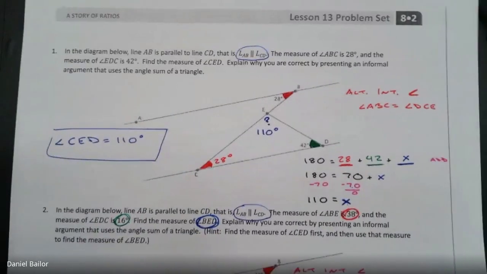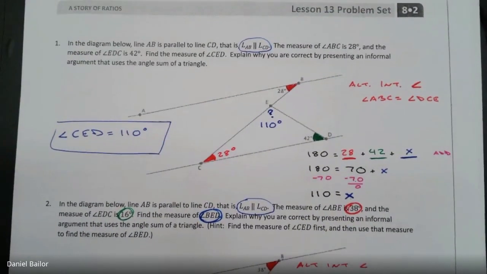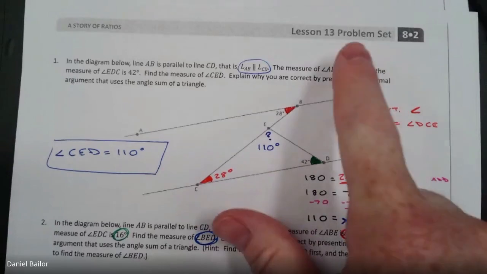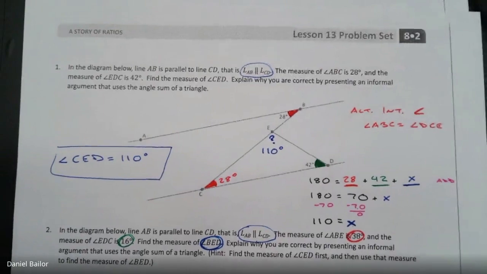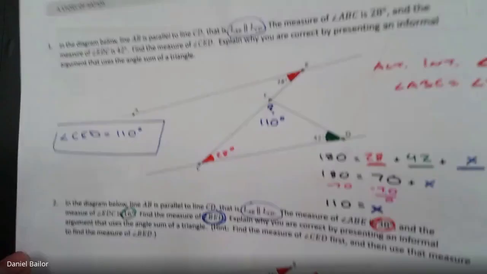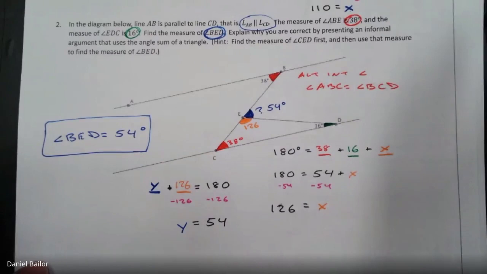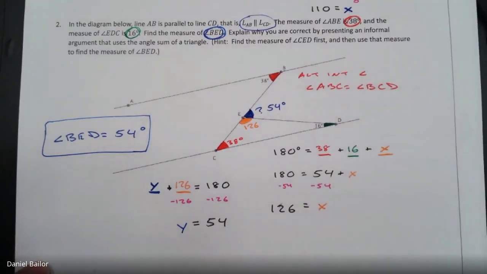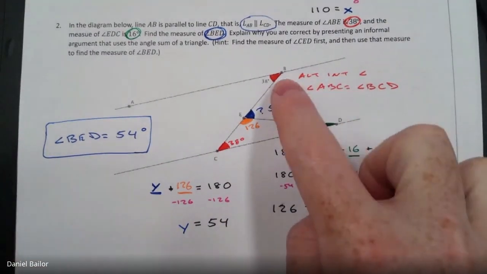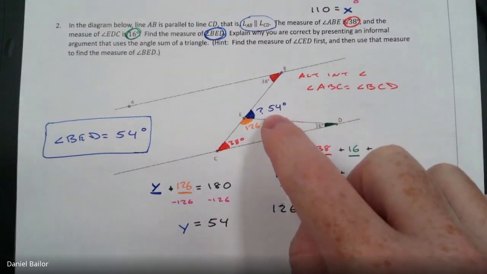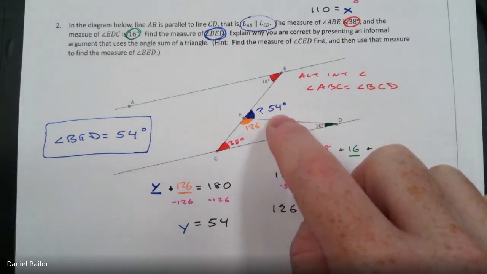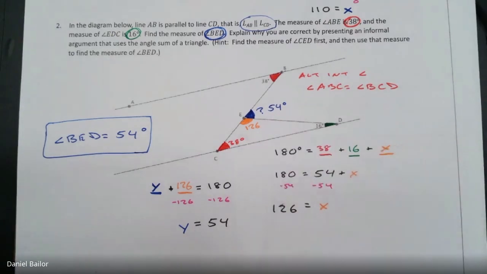So this page right here is page 145, and you can see it's the Lesson 13 problem set. So this is what you did on the last lesson. I want to look at number 2 on the last lesson, where if you remember number 2 from yesterday, they gave us the red angle, they gave us the green angle, and they wanted us to find the blue angle, which the answer was 54 degrees. And I think I did this problem with you in the last lesson.